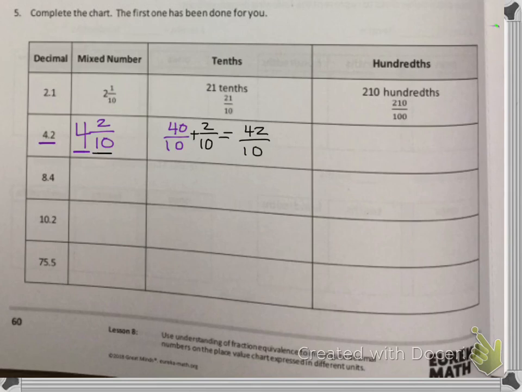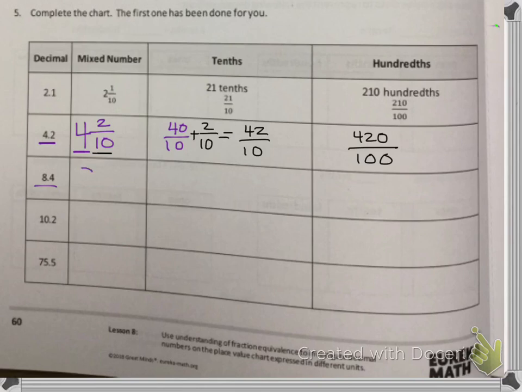Now, what if we did this as hundredths? Well, all I would have to do is just place zeros at the end to make them into hundredths, our place value for hundredths. I know there's going to be 420 hundredths. I'll do the next one for you, and I want you to do the other ones on your own.